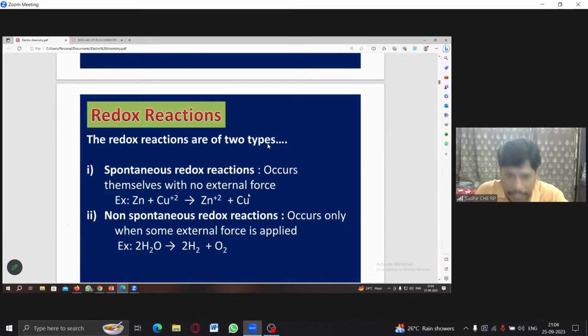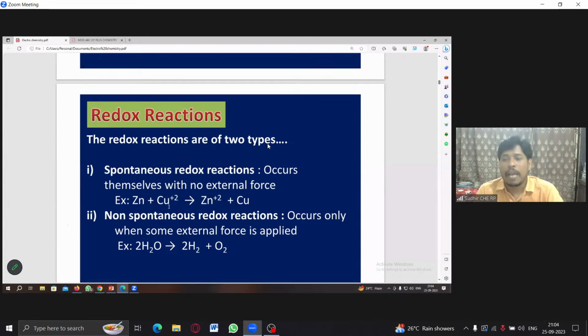Based on the reactivity series of metals, which we studied even in the 8th standard, a more reactive metal will always displace a less reactive metal from its salt solution. Those types of reactions are called displacement reactions. So displacement reactions are very good examples of spontaneous redox reactions.